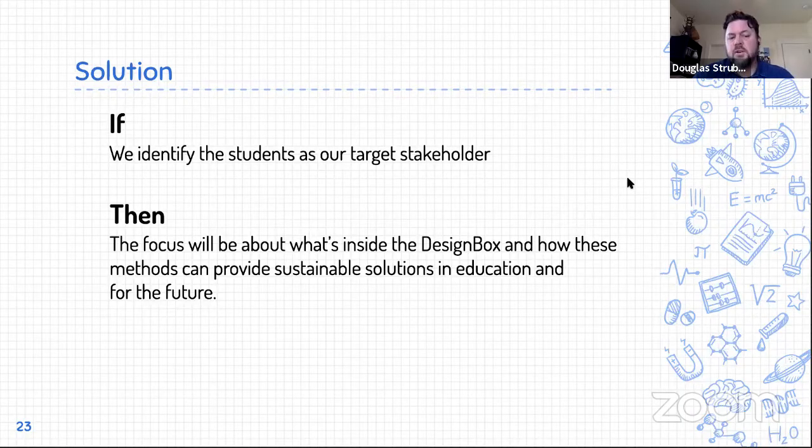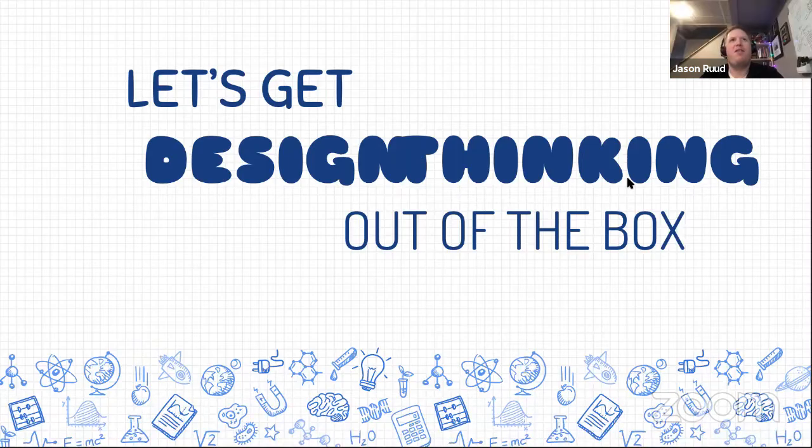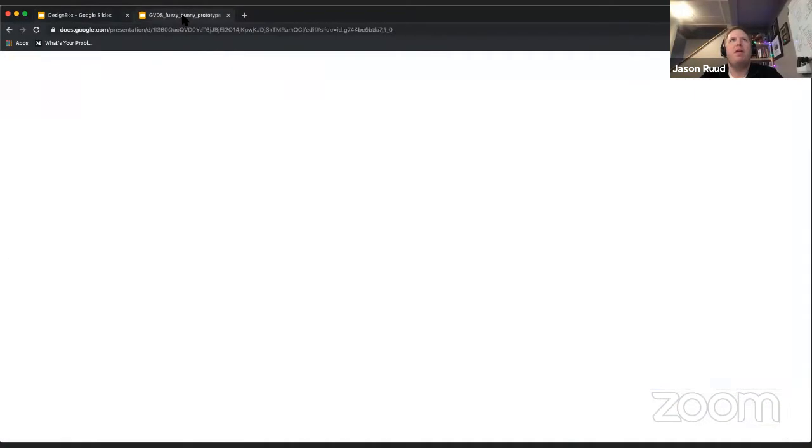So our solution is, if we identify the students as our key stakeholders, then the focus will be about what's inside the design box and how these methods can provide sustainable solutions in education and for the future. So let's get design thinking out of the box. Yay. There you go. There's our presentation.